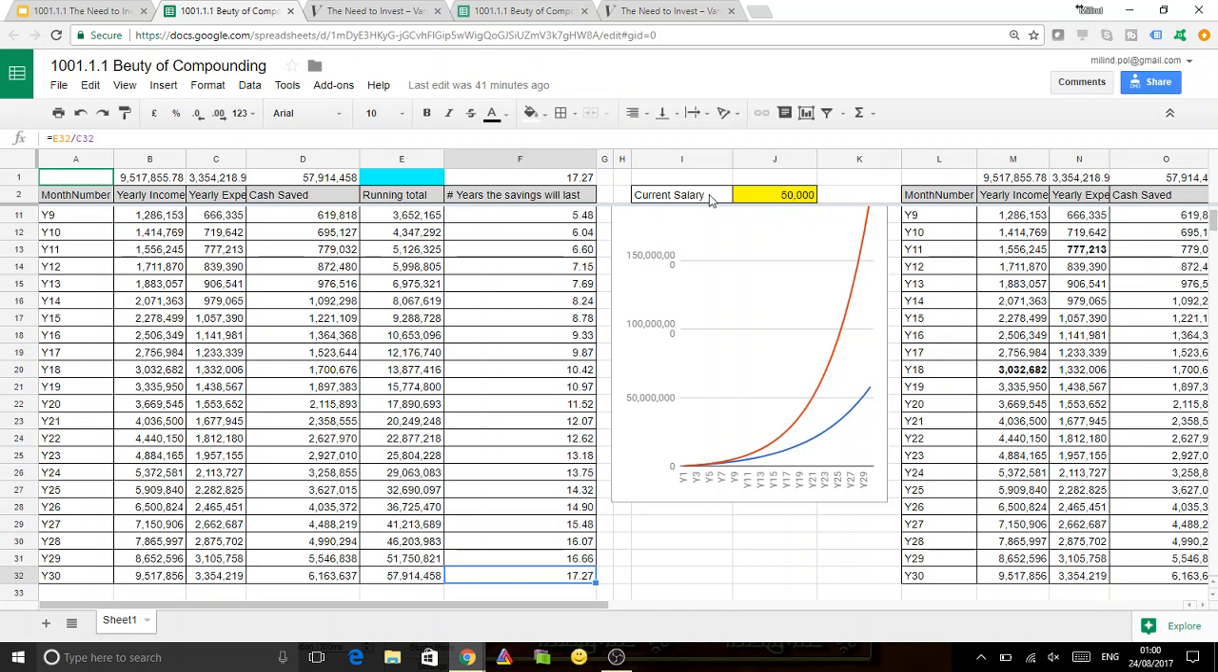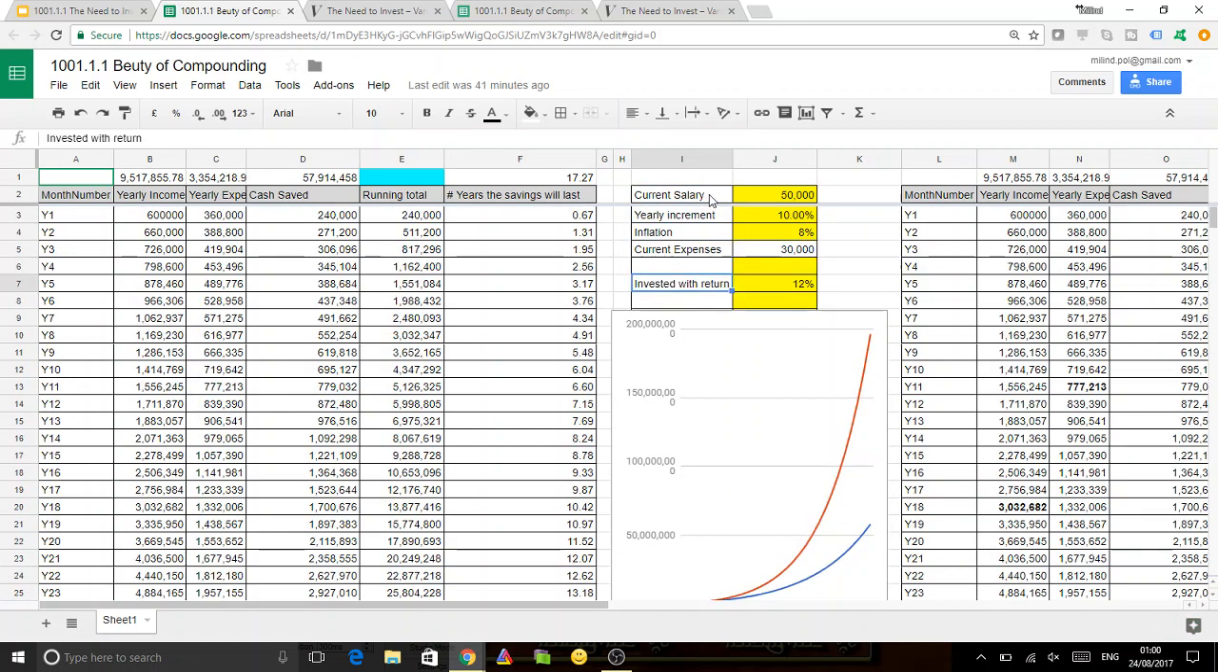So let's say now, with the same thing, you invest your money at a yearly return of 12%. And in further courses, we are going to talk about how you could definitely get 12% or even more than that.